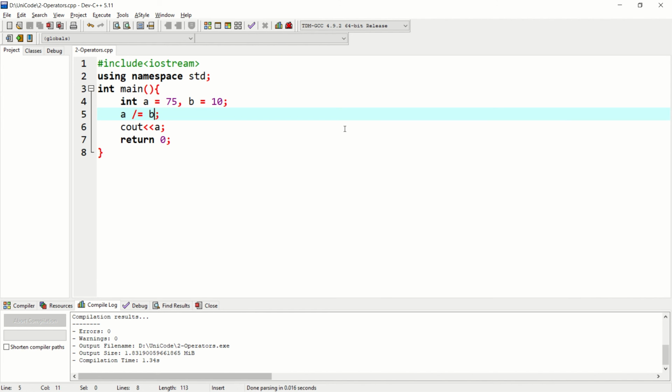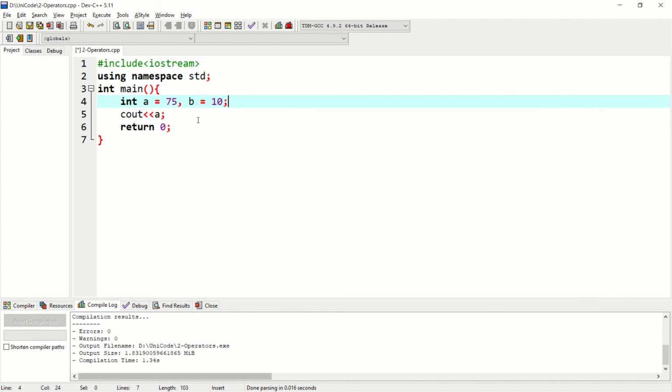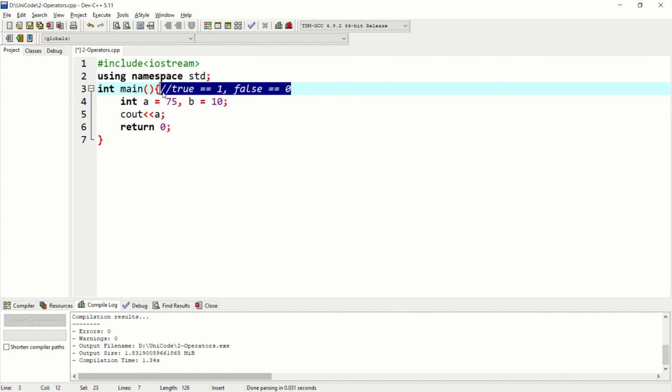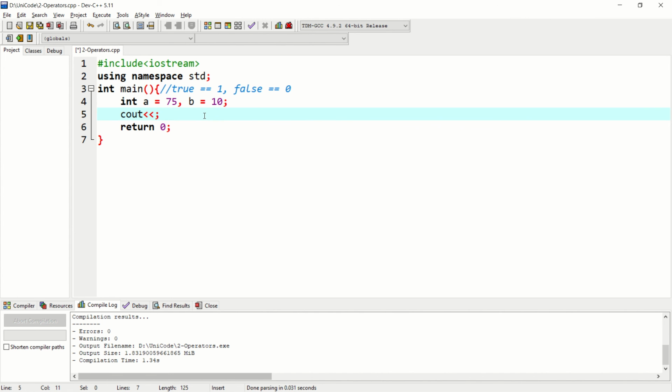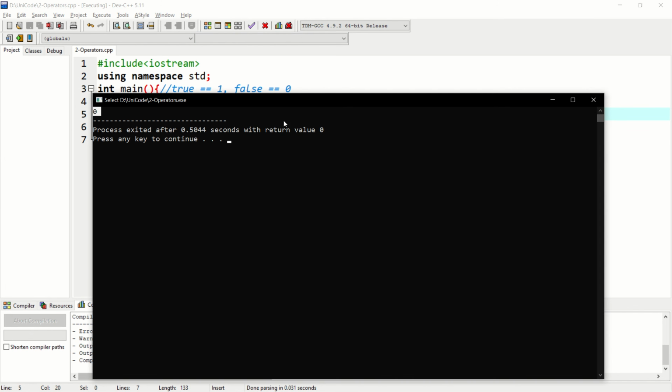Okay, let's see the comparison operators. Comparison operators give an output of true or false, and as you can remember, true was equal to 1 and false was equal to 0. Okay, this is for your reference. So if I see out a equal to b, this is comparing, is a equal to b? False, so false will give an output of 0. There you can see a 0.